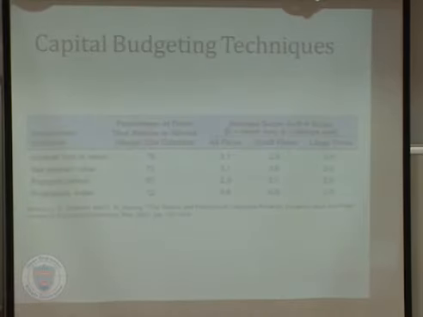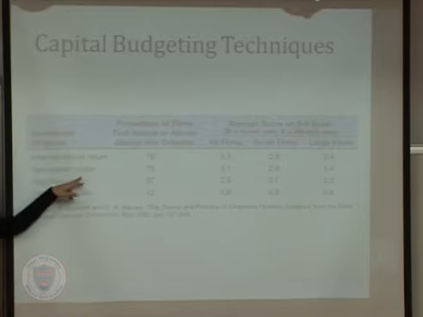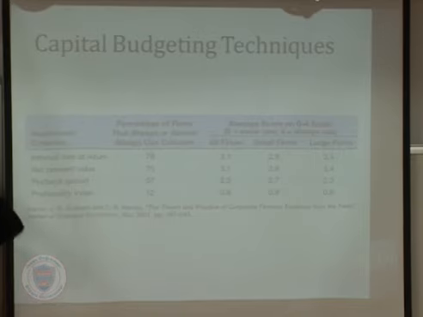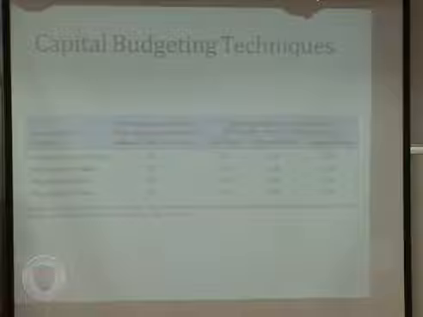The last thing is, those criteria are used mostly by CFOs and CEOs. IRR and NPVs are the top ones. And then there comes payback period and profitability index. So it is important for you to understand those methods a lot.